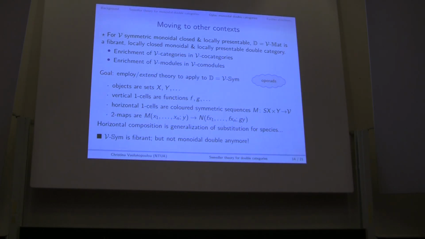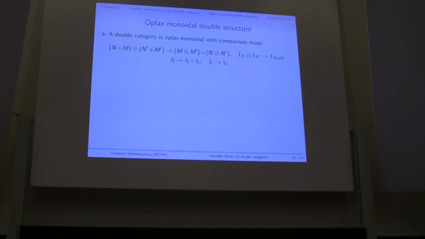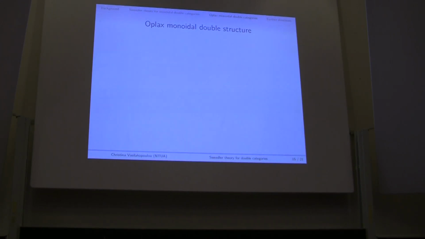What is it? It's very interesting, I think. It is an oplax monoidal double category. This is completely new, by the way. We introduced this definition. And what is it? Let me just say this, I'm not going to spend much more time on this. An oplax monoidal double structure, which is what happens in these symmetries, looks as follows.